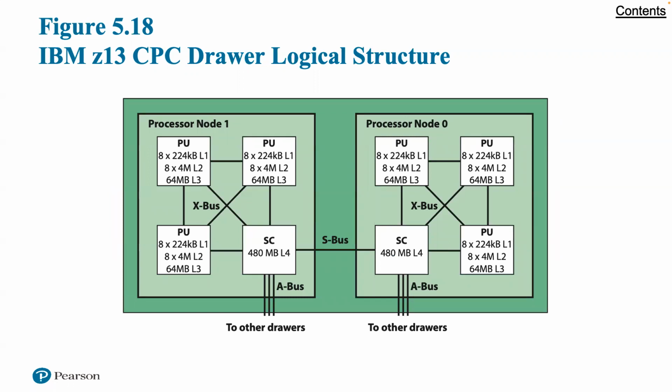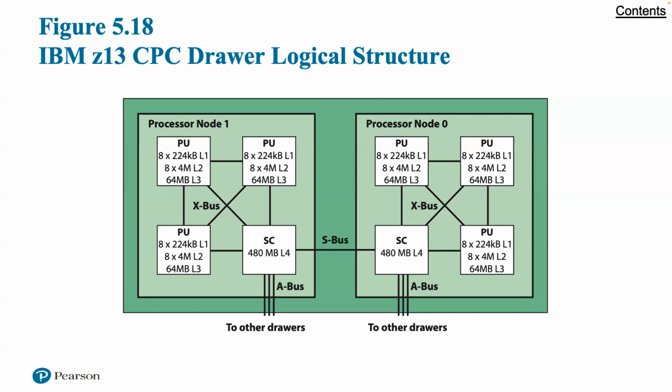Now we've been talking a lot about the Intel. Let's talk about the IBM. The IBM z13 illustrates the logical interconnects of the z13 cache system, showing the structure of a single processor drawer. A maximum system, called a central processing complex, CPC, consists of 4 drawers. Each drawer consists of 2 processor nodes, with each node containing 3 processor unit, PU, chips, and 1 storage control, SC, chip. The PU includes up to 8 cores.